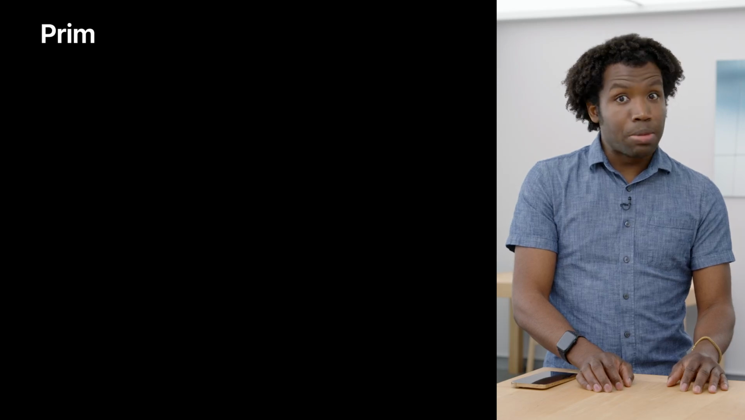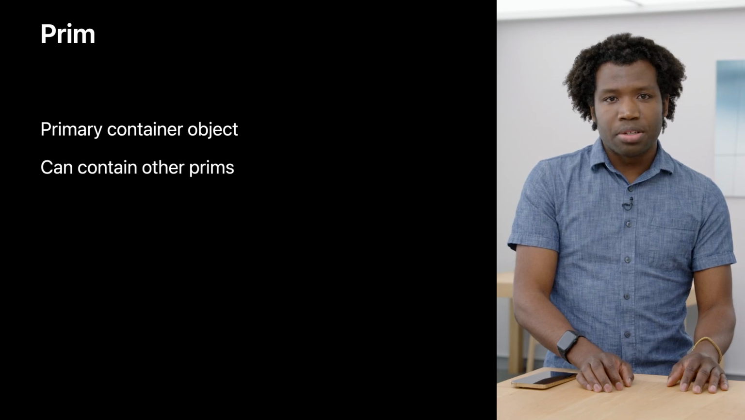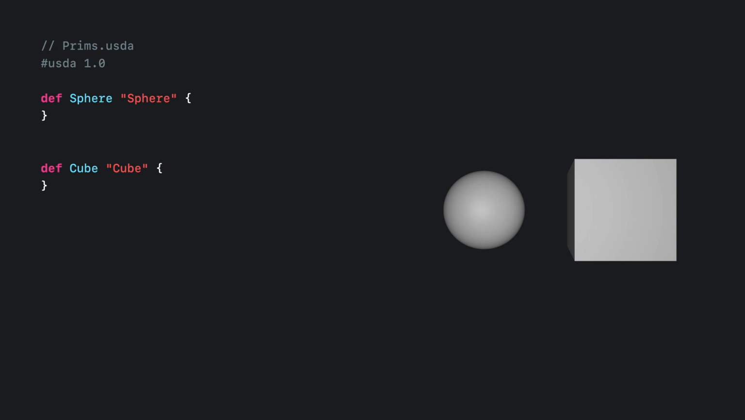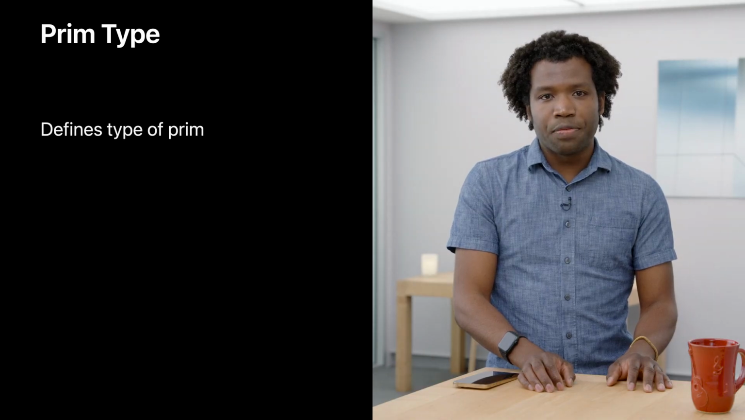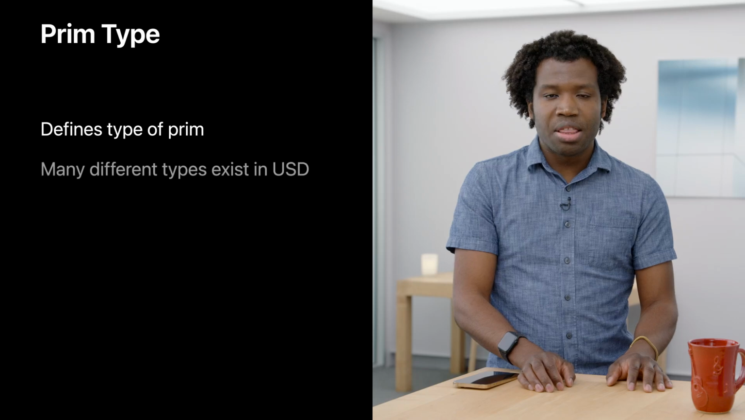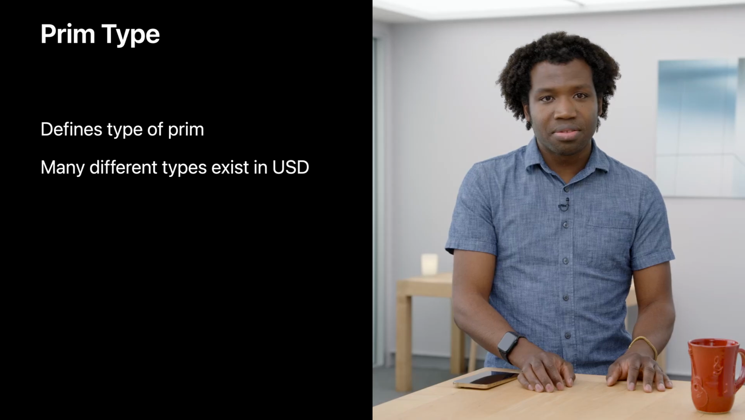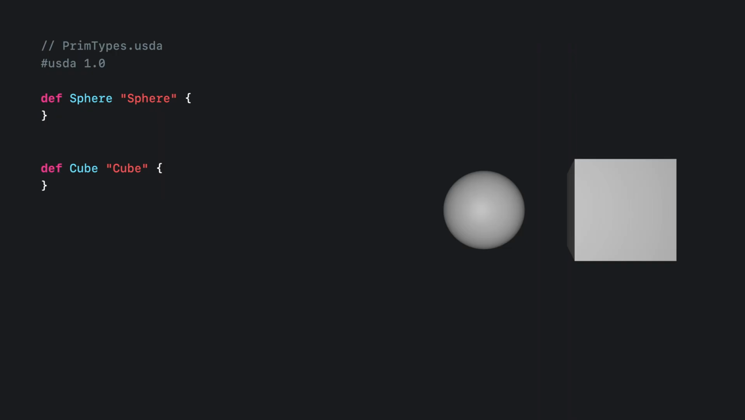In general, a stage is made up of prims, which are the primary container objects of a scene. Prims can contain other prims to create a hierarchy of scene elements. Let's check out an example. On the left, we have a sample USD layer, and on the right, we see a preview visual representation of the stage. We see two prims, a sphere and a cube. Each prim has a certain type that defines what it represents on the stage. There are many different types of prims that make up a stage, such as meshes, lights, and materials. For this example, the sphere prim has a type called sphere, and the cube prim has a type called cube.